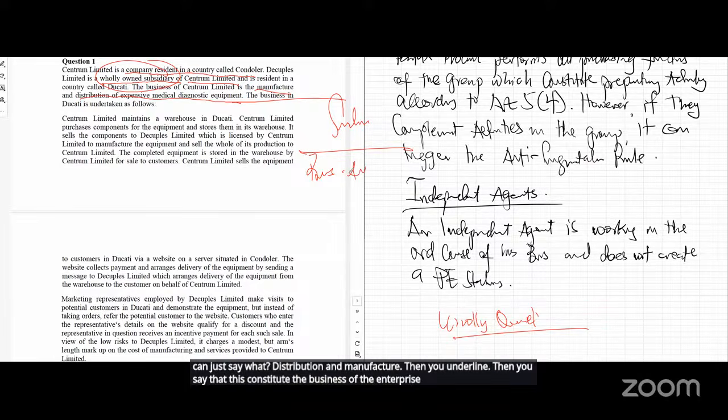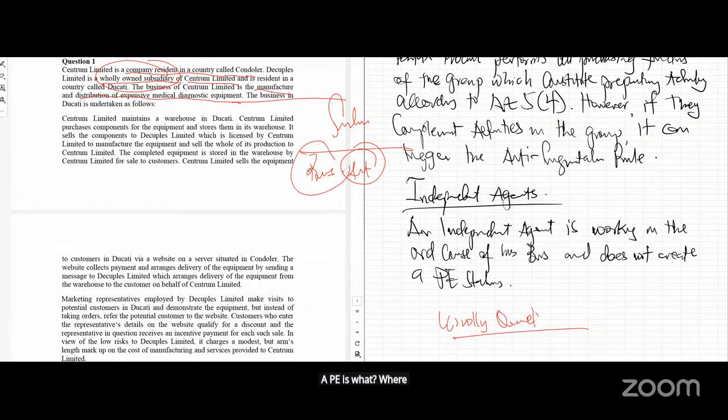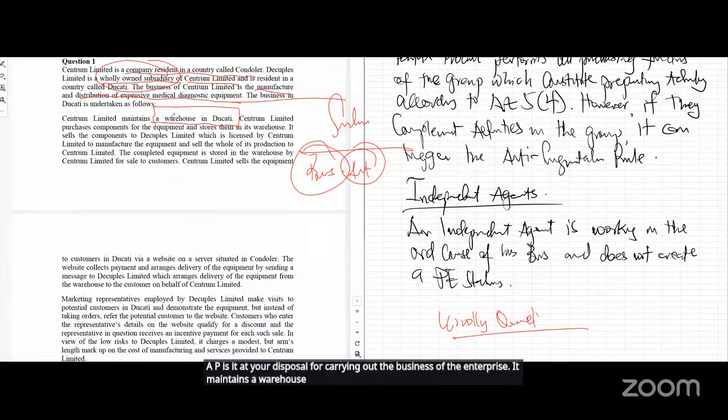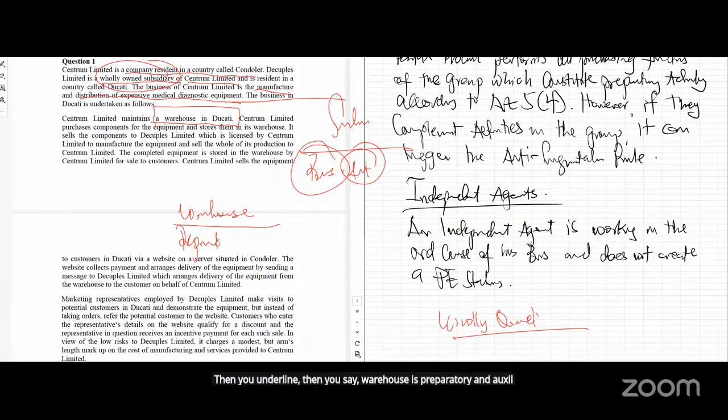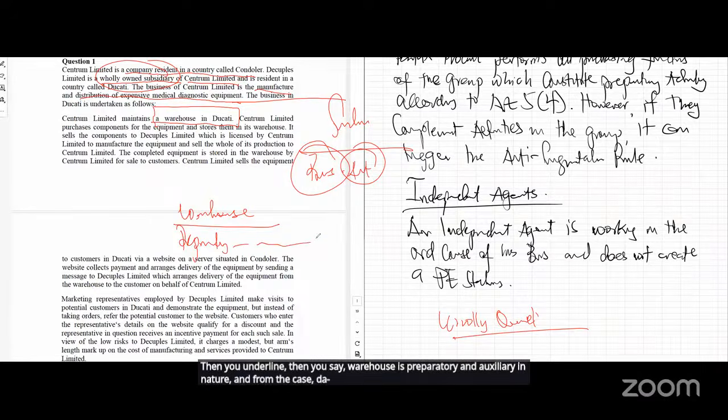And according to Article 5, a PE is where a fixed place is at your disposal for carrying out the business of the enterprise. He maintains a warehouse in Ducati. You can just say warehouse in Ducati. Then you underline, then you say warehouse is preparatory and auxiliary in nature, and from the case, and so on. Are you getting the trick?